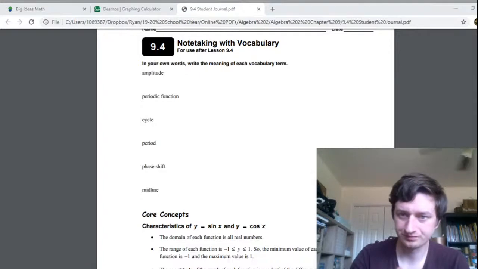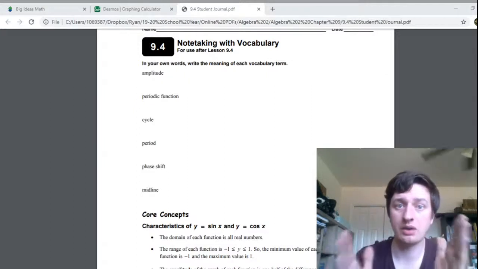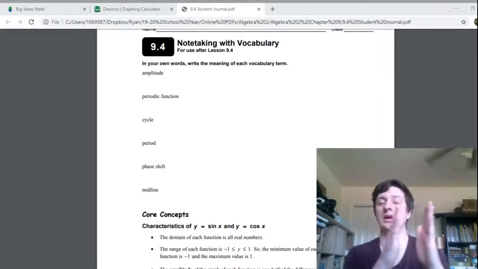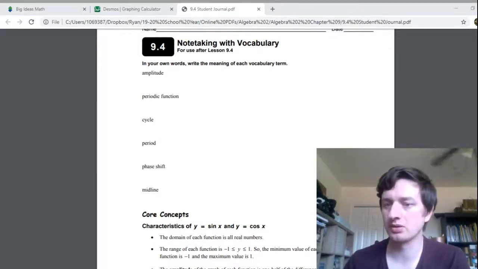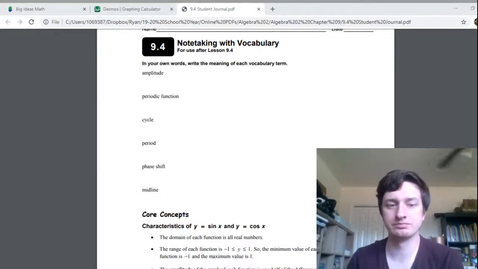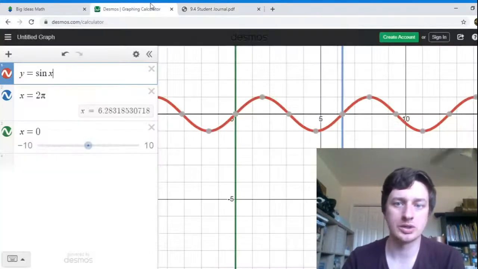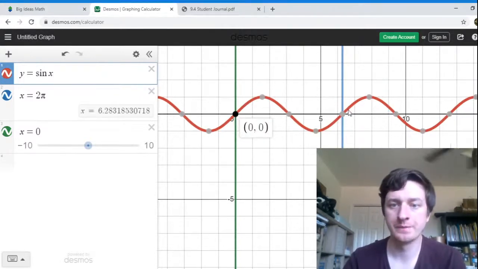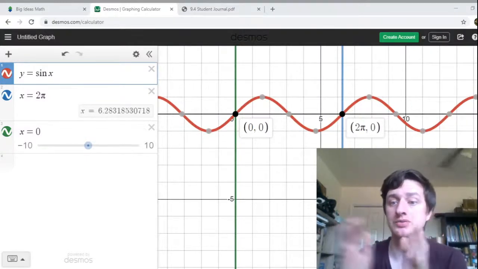A periodic function, period being a certain amount of time. How often does this thing repeat? What's the length? How far on the x-axis does it take before the function starts over? Sine, cosine, and tangent are all periodic functions. They all repeat. The cycle is how long that takes. The period is the distance that we would measure. Here on our Desmos graph, from 0 to 2 pi, that's the period. That's the distance before the graph starts over, 2 pi.